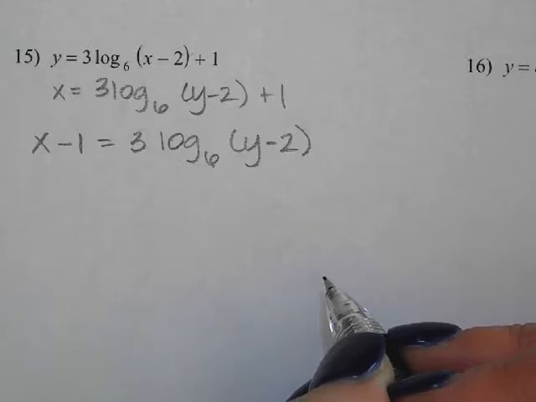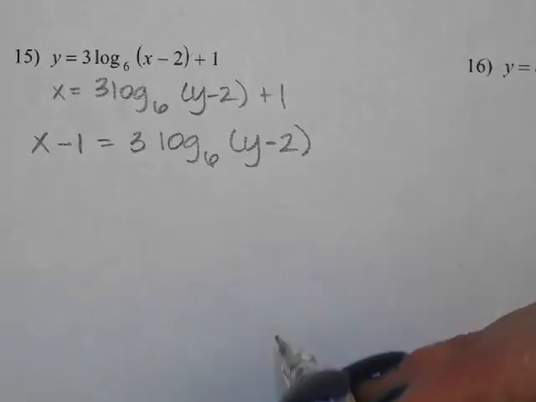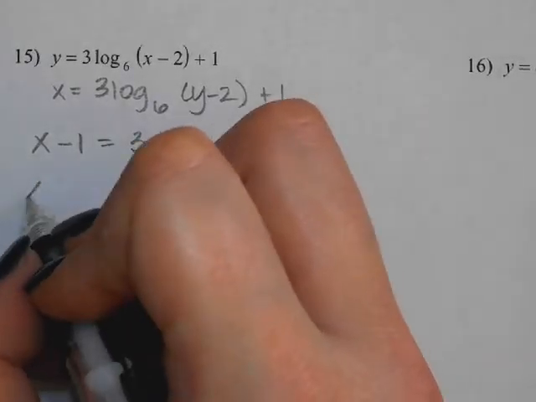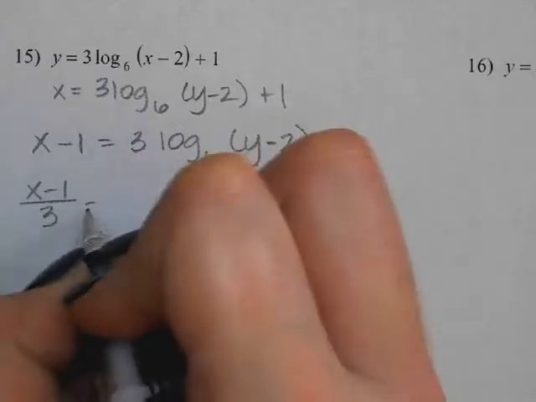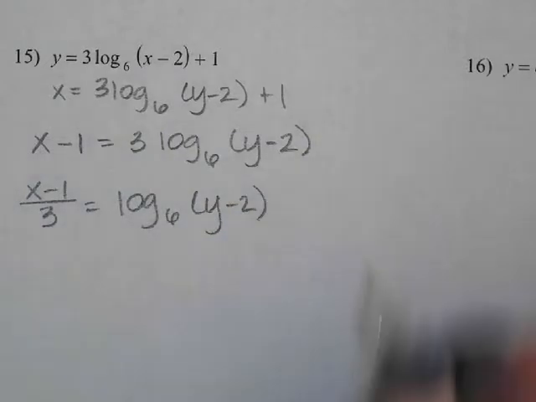What do we do next? Divide by 3. So our second step is to see if there's anything we could multiply or divide to the other side. So I'm going to have x minus 1 divided by 3 equals log base 6 of y minus 2.